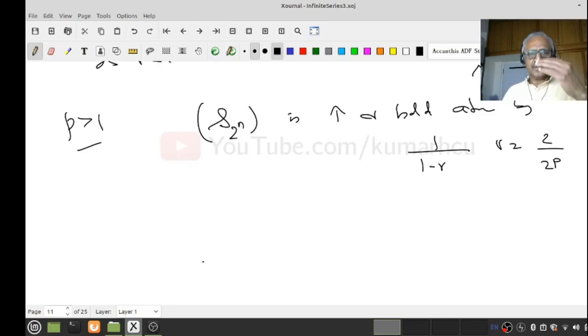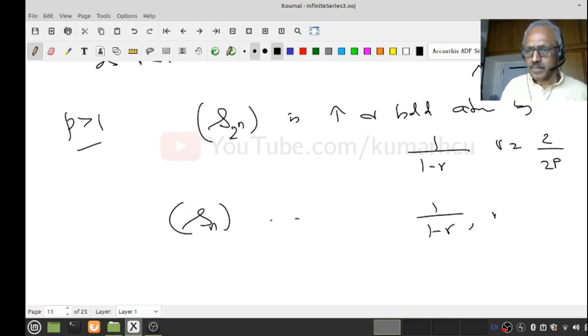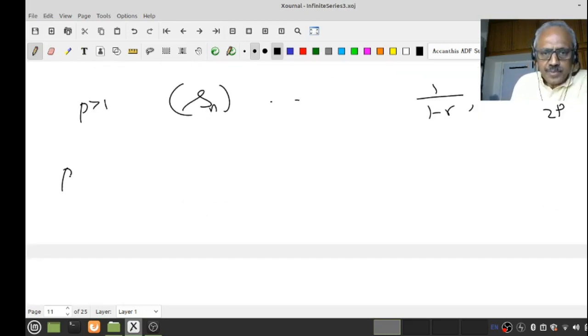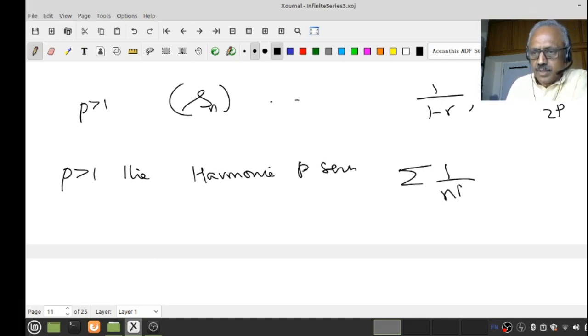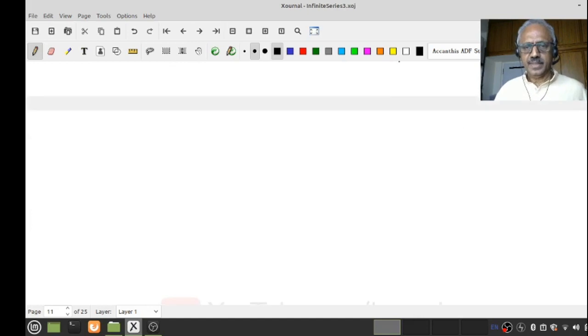And sn's are less than or equal to s 2 to the power n. Therefore, I know each sn is bounded by 1 by 1 minus r, where r equals 2 by 2 to the power p, p greater than 1. So what do you think I have proved? I have proved if p is greater than 1, the harmonic P-series, summation 1 upon n to the power p, over n, is convergent. So let us conclude.